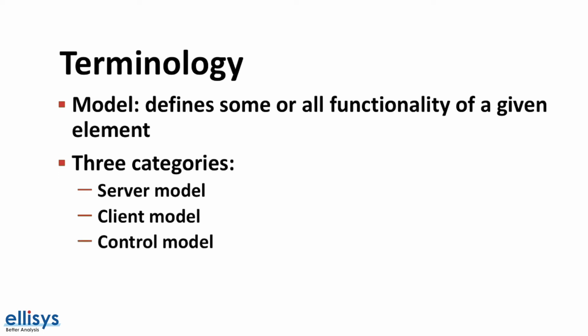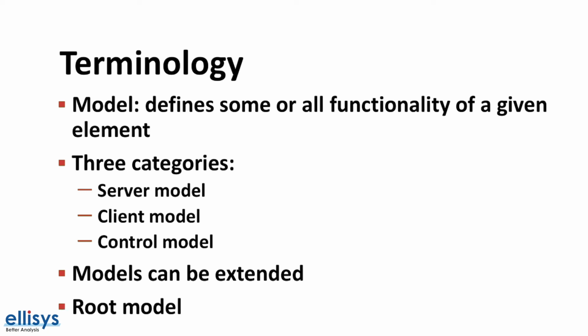And lastly, we have the control model. The control model contains both a server and a client model, allowing communication with other server and client models. The models can be extended to include additional functionality instead of modifying the original model. A model that is not extended is called a root model.